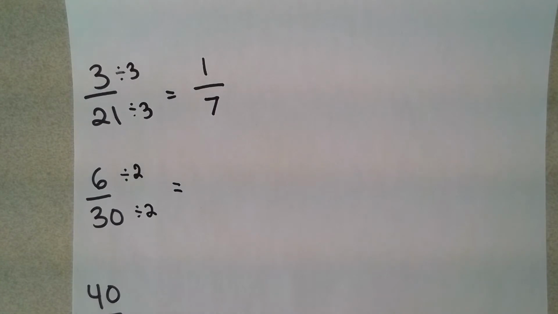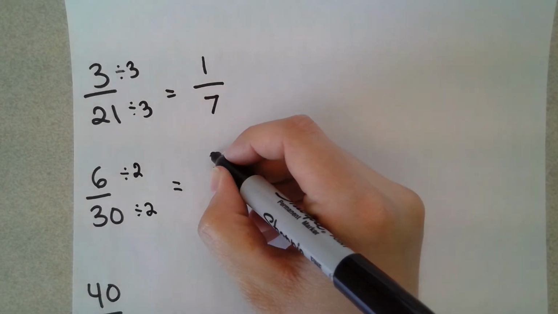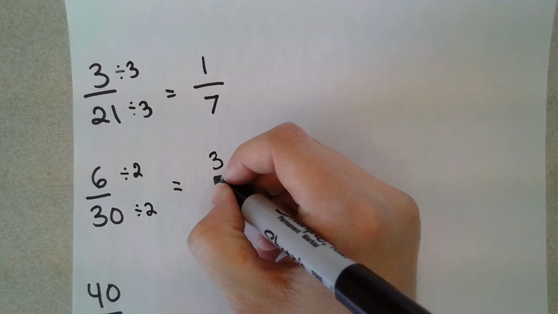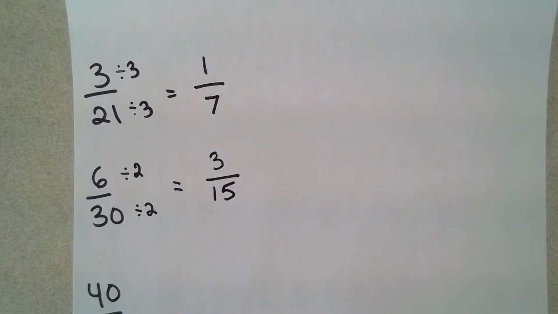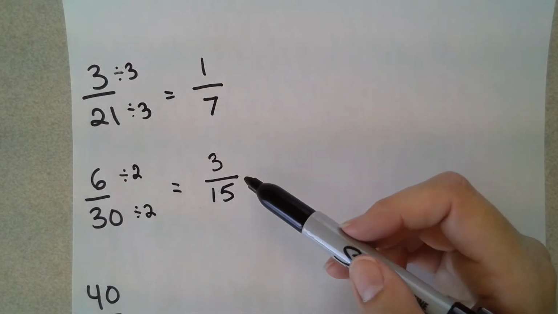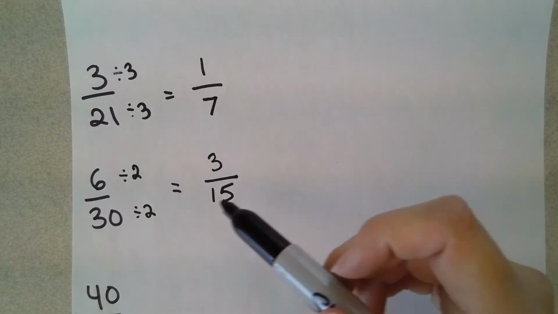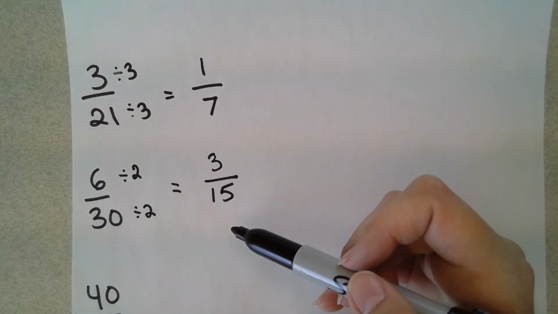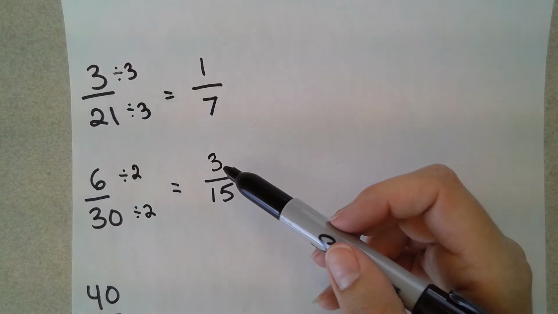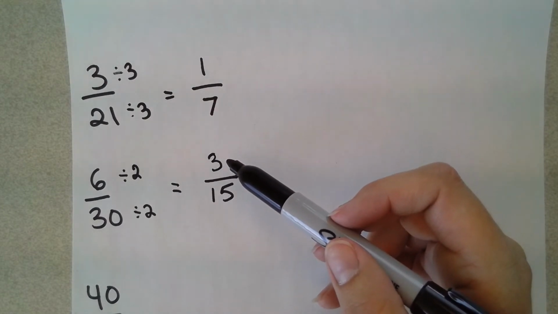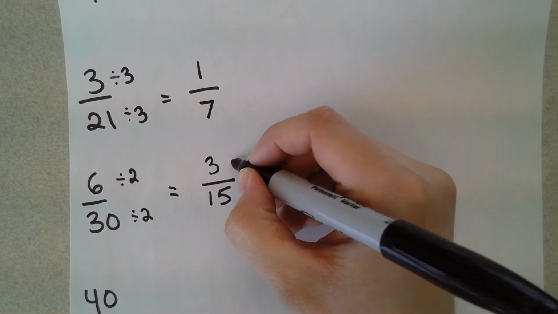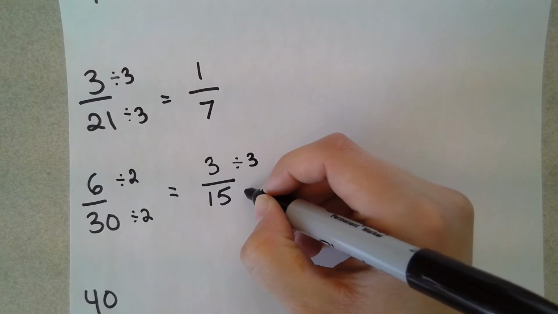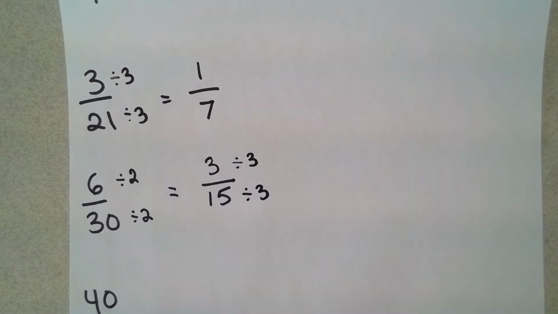So 6 divided by 2 is going to give me 3. 30 divided by 2 is going to give me 15. Now I'm looking at that, and at first you might think, oh, it can't be reduced because they're odd numbers. But remember, odd numbers can be divided as well, right? Because when you think about 3, 3 goes into 3. Does 3 also go into 15? Yes, it does. So that means that you can keep dividing this. Divide by 3, divide by 3.